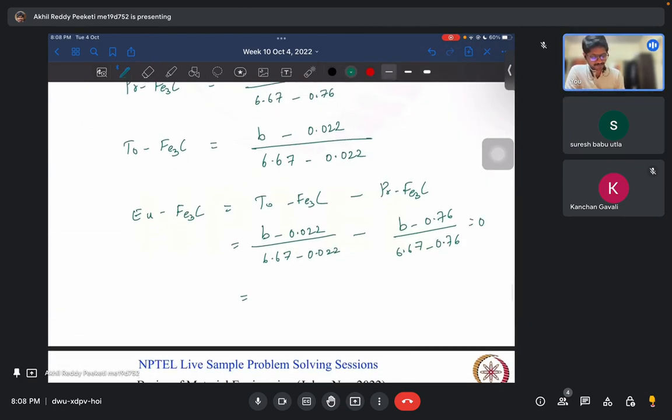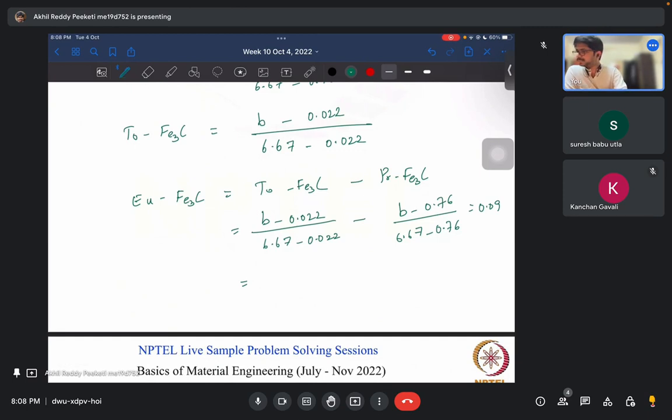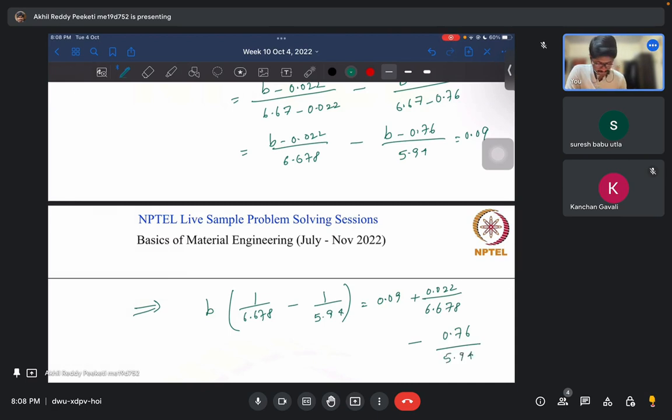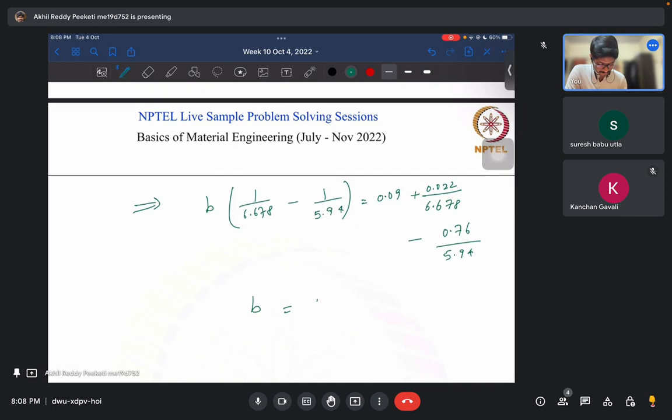It is given as 0.09. Now we need to calculate B. Let me do the calculations. So this would be B minus 0.022 by 6.67 minus B minus 0.76 by 5.9 is equal to 0.09. So this will give B into 1.678 minus 0.894 is equal to 0.09 plus 0.022 by 6.67 minus 0.76 by 5.9. So this will give B as 1.8625%.